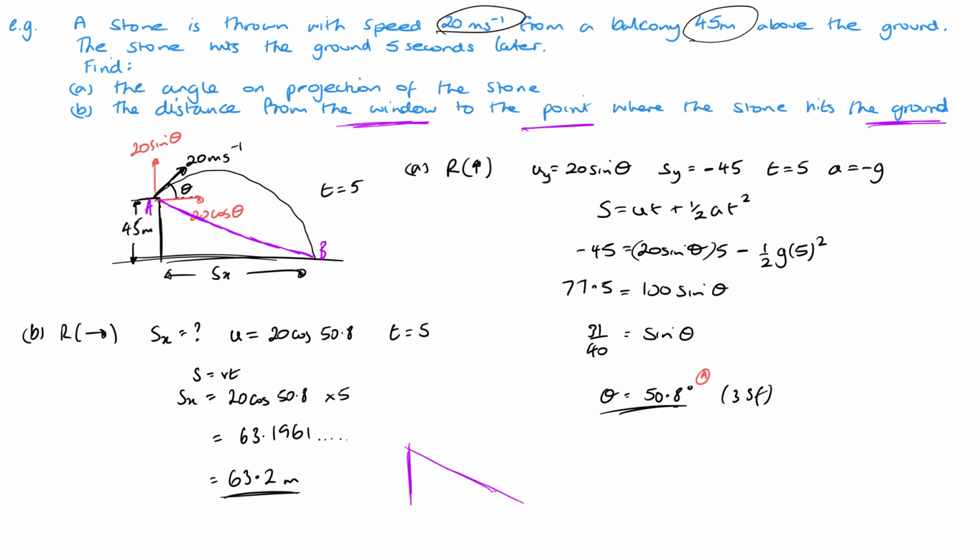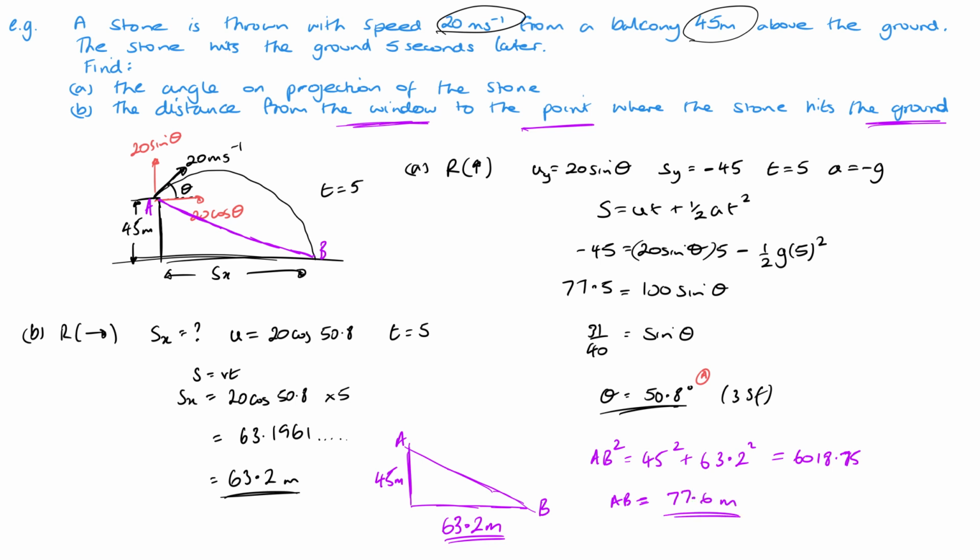All we need to do now is just think of Pythagoras. So our horizontal distance is 63.2, of course, using the full value there. And our vertical here is 45 meters. And I've just labeled this as AB. So AB squared is our 45 squared plus 63.2 squared, and then, of course, square rooted. Just before I square root that, that does come in as 6018.75. It's not actually too bad a number to write down. And then square rooting this takes me to 77.6 meters. And as expected, being a hypotenuse, it is the largest value there.